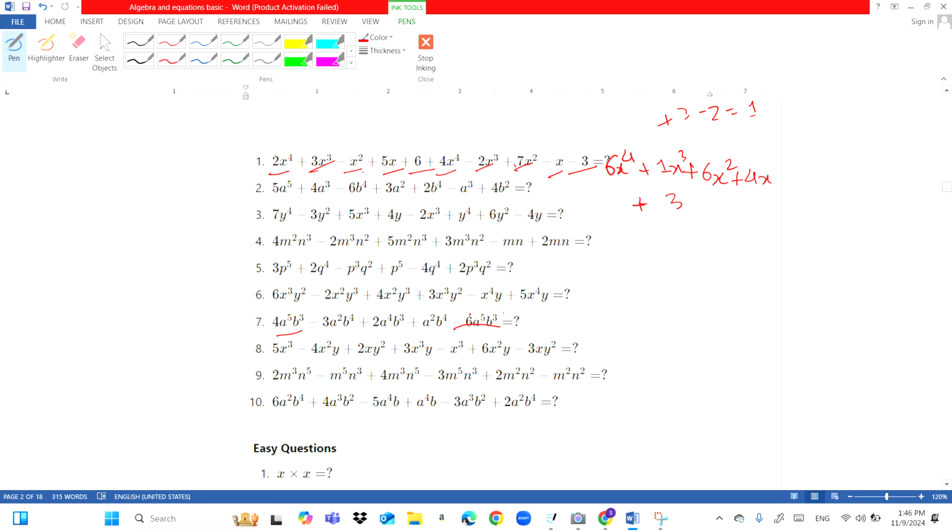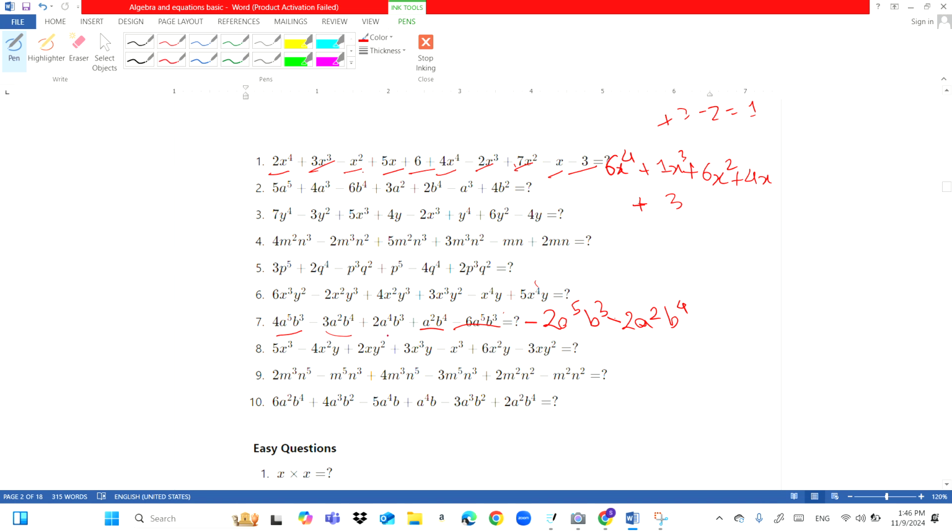So 4 minus 6, we are going to have a negative 2, because 4 minus 6 is negative 2. Negative 2a power 5 b cube. Next one is a square b power 4. Where do I have a square b power 4? We have it here, a square b power 4. Minus 3 plus 1 is again minus 2. Minus 2a power 2 b power 4.